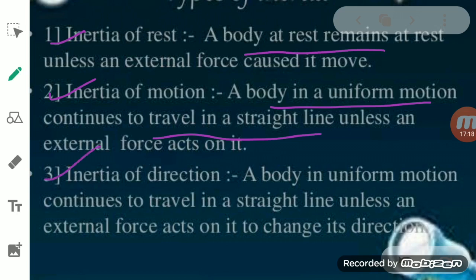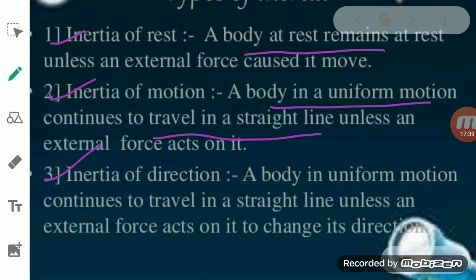Last one is inertia of direction. Although the inertia of direction is not mentioned, let me tell you only the definition of the inertia of direction. That is, a body in a uniform motion continues to travel in a straight line unless an external force is applied to change its direction.